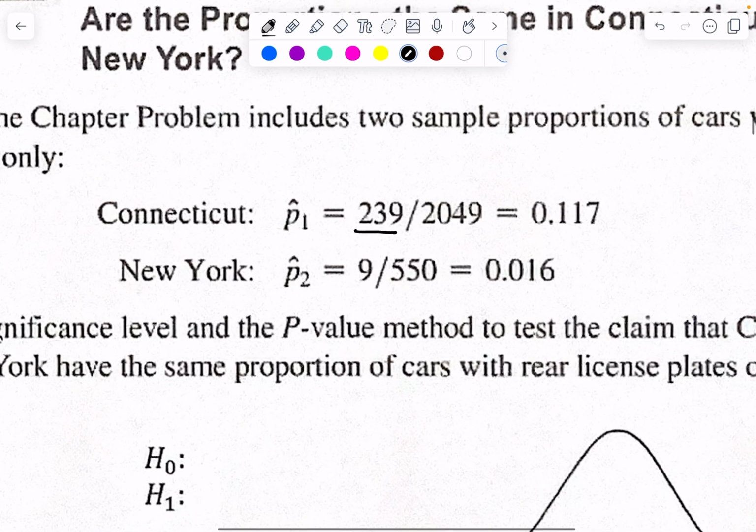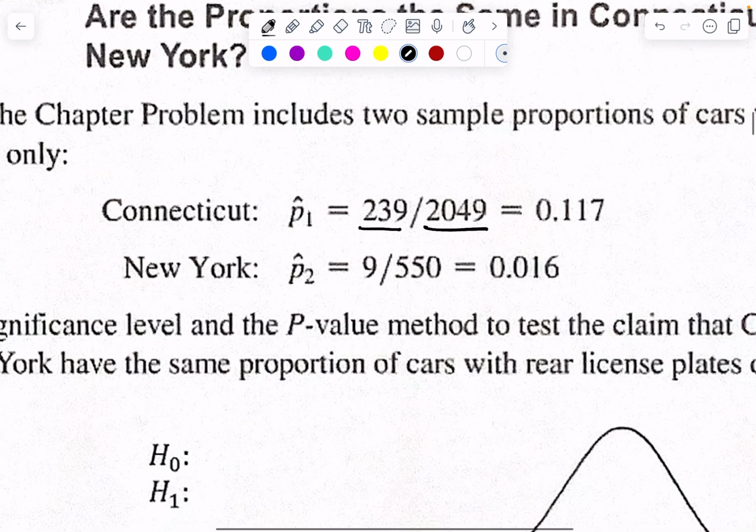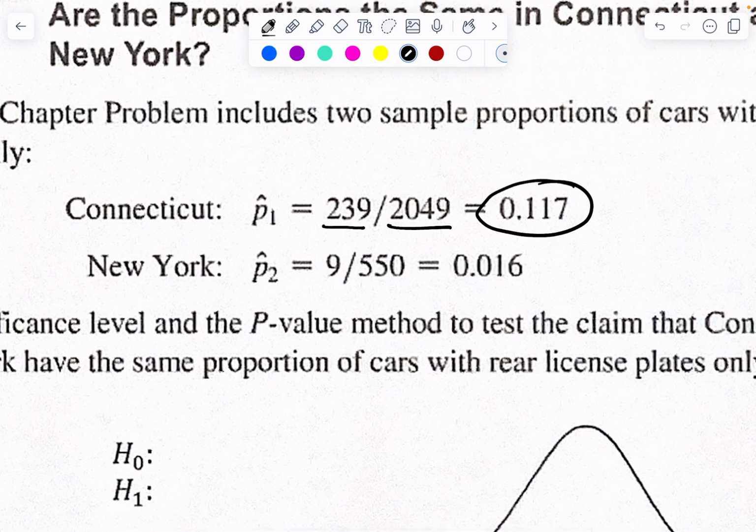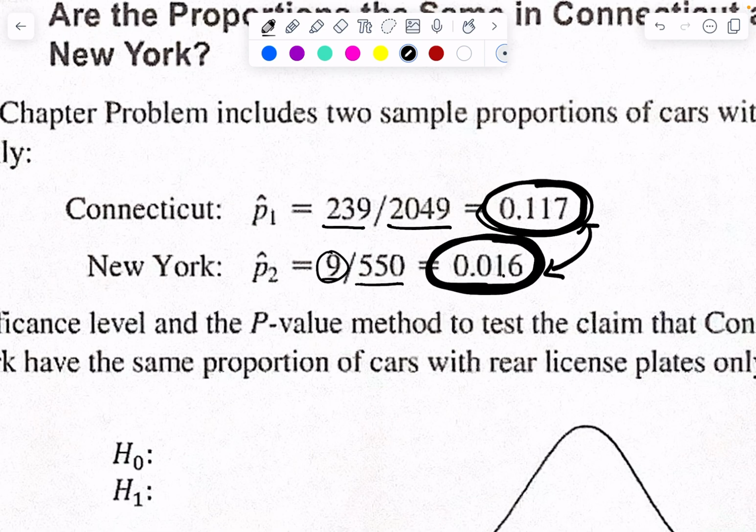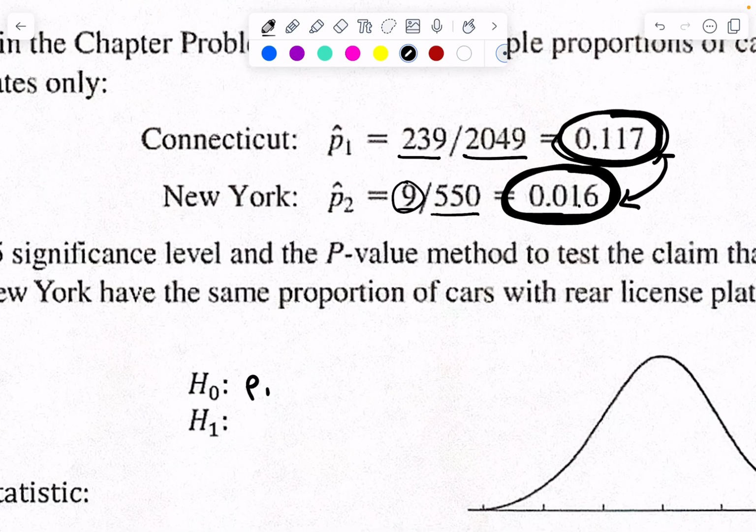So Connecticut, there are 239 out of 2,000 cars that have rear license plates only, which is about 11.7%. New York is way smaller than that. Only 9 out of 550 have rear license plates only, okay? So that is about 1.6%. And what we're doing is we're saying, are those proportions equal to each other, okay? Look at the two things that we're comparing. We are comparing 11.7% and 1.6%, okay? So we are going to say that p1 is equal to p2. Connecticut is equal to New York, right? Connecticut is going to be my p1. New York is going to be my p2, okay? I'm saying that those are the same.